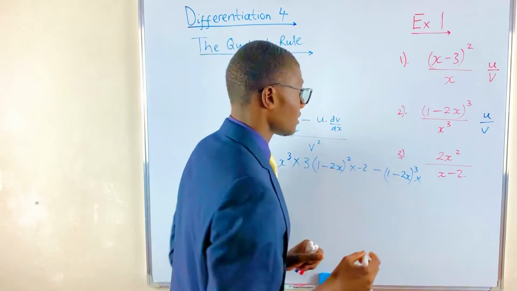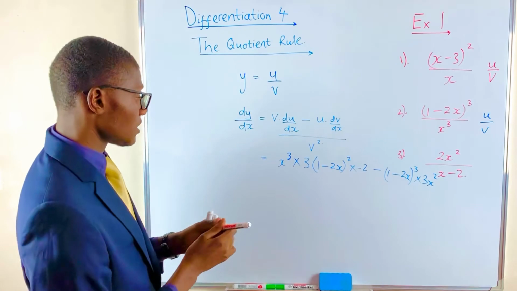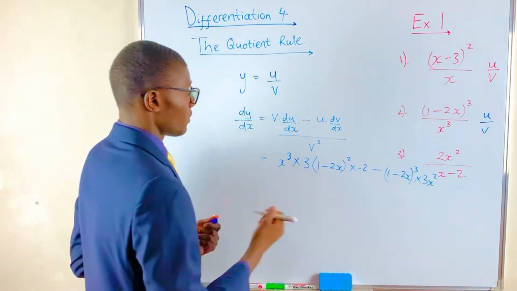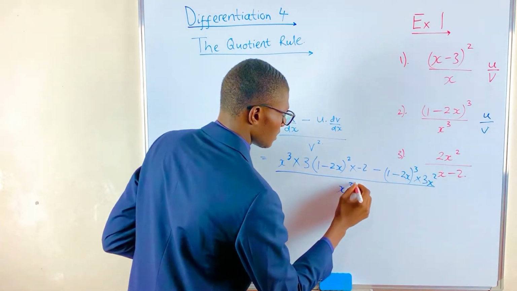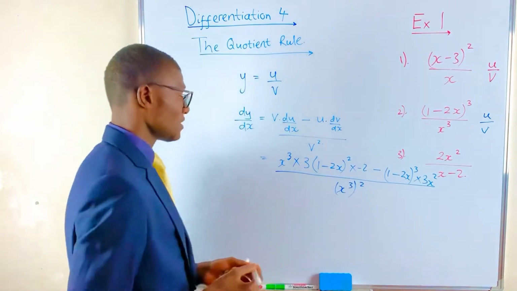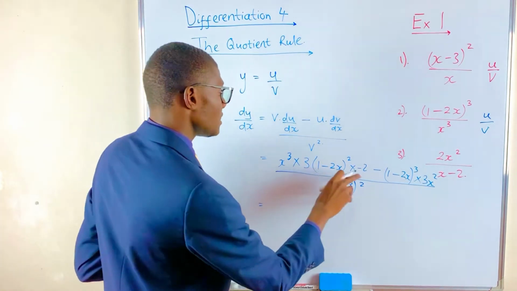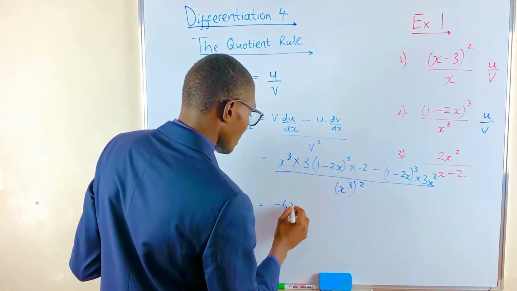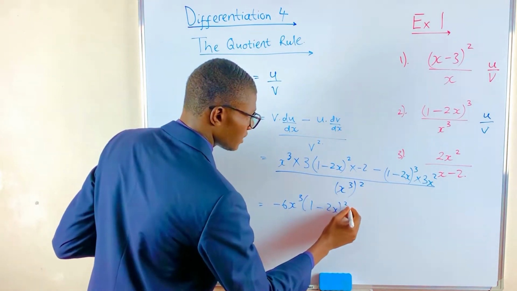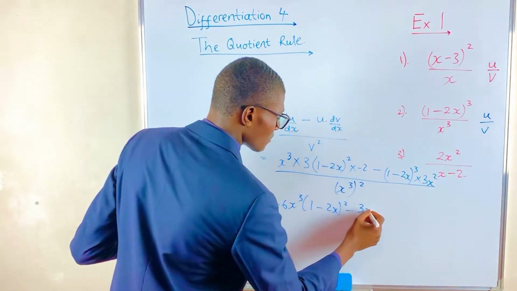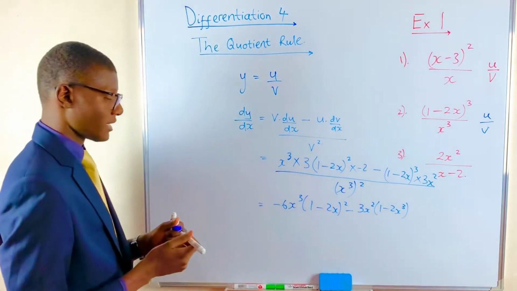So differentiating the denominator, we simply get 3x squared. And then now that we're saying all over v squared, being x to the power of 3 squared, which will simply be x to the power of 6. So now we can further go on to simplify this. Here if we say 3 times minus 2, we get a minus 6, x to the power of 3 times 1 minus 2x squared, then minus 3x squared, 1 minus 2x to the power of 3, like that.